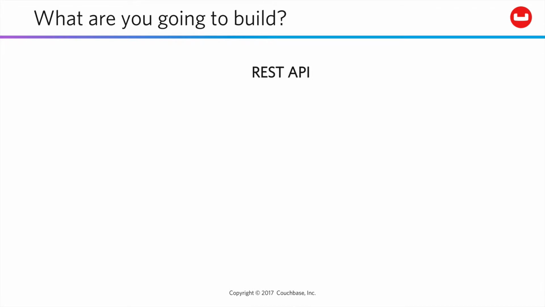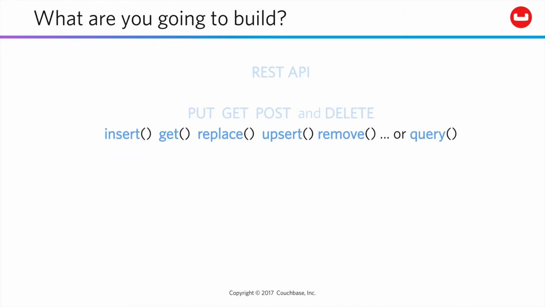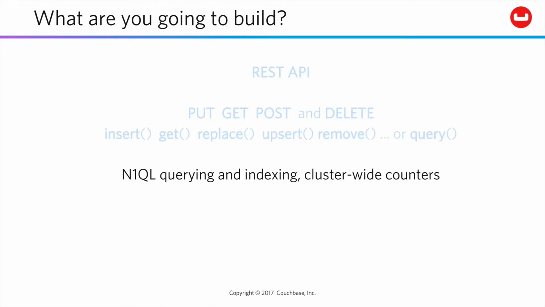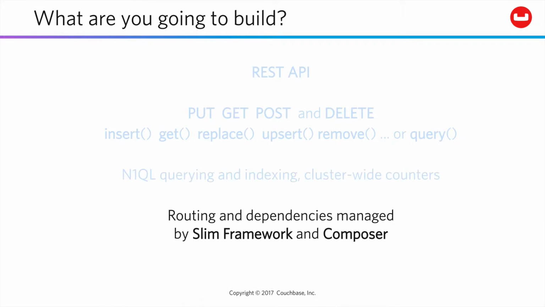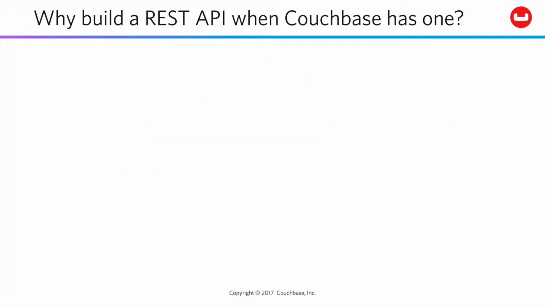Well, we're going to focus on building a REST API because it's immediately useful. So we'll be looking at put, get, post, and delete routes, which underneath are going to implement the insert, get, replace, upsert, remove, and query methods. Query, because we will be looking at N1QL querying and indexing, as well as cluster-wide counters as part of this course. We'll be implementing routing and dependencies using Slim Framework and Composer.